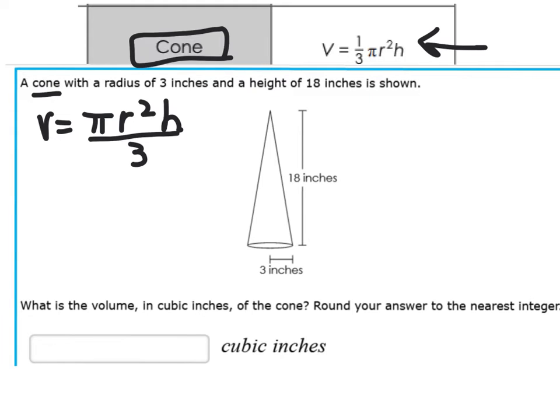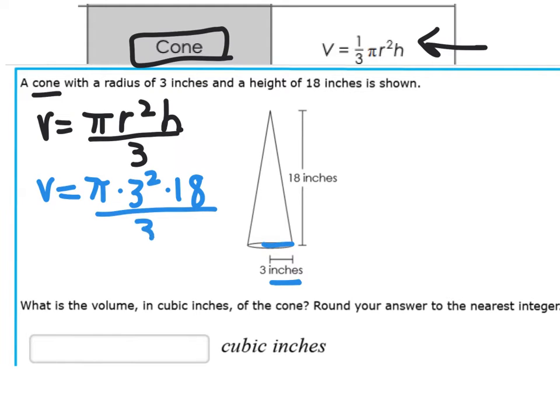So let's go ahead and look at what we have in the picture and substitute in. Let's save our pi for last. And our radius is halfway across the circle, which is what they gave us in the picture. So it's pi times 3 squared times the height of 18. So we'll find all of that and then divide it by 3.